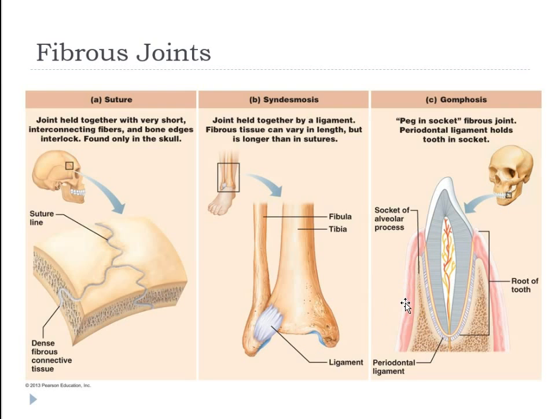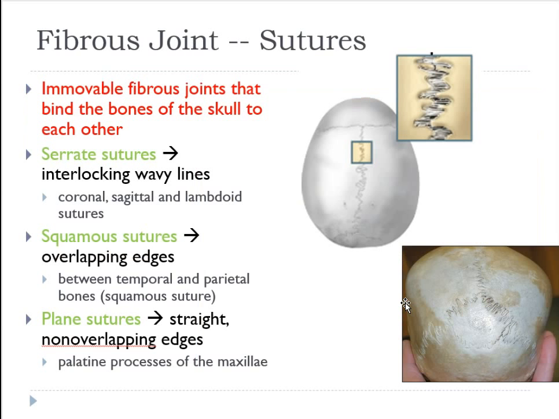And then finally, the Gomphoses. That's just going to be a socket or a peg, and that's going to be able to hold something in, like teeth, and that's going to make it so they can move just a tad, but not enough that they're going to fall out. So let's get into these different types of joints a little more. So again, all of these are no movement, or if there is movement, it's very slight.